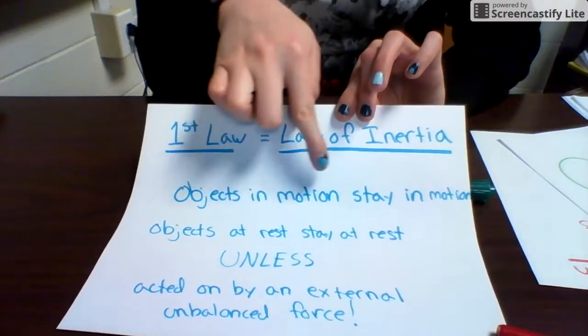But the reason why it didn't keep moving and moving and moving, like it says in Newton's first law, staying in motion, is because there was an external unbalanced force working on the marker after it moved. Friction is what slowed it down. So friction is acting as an external unbalanced force.